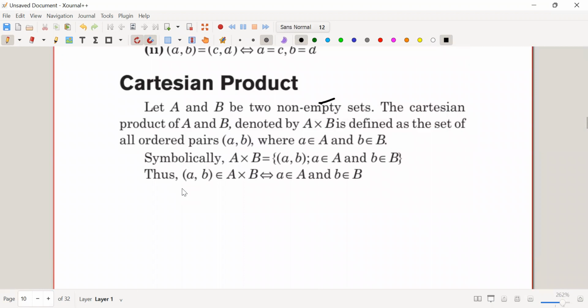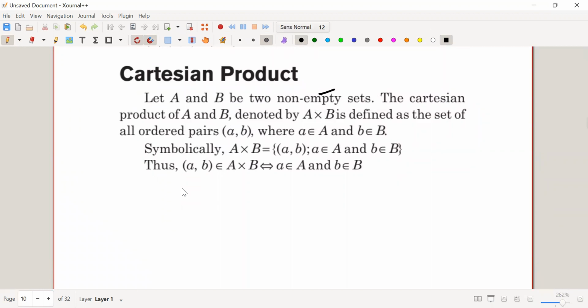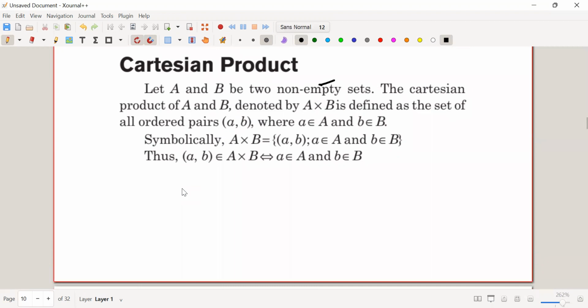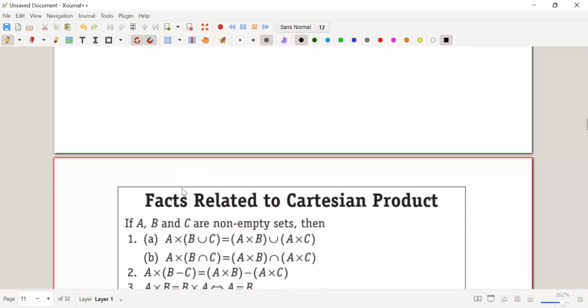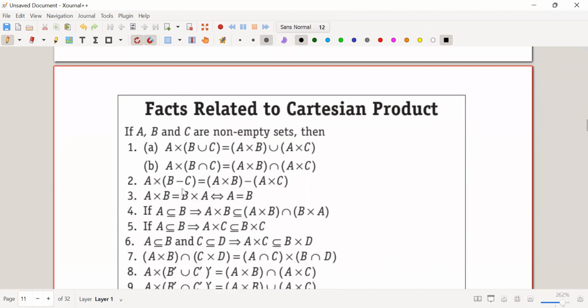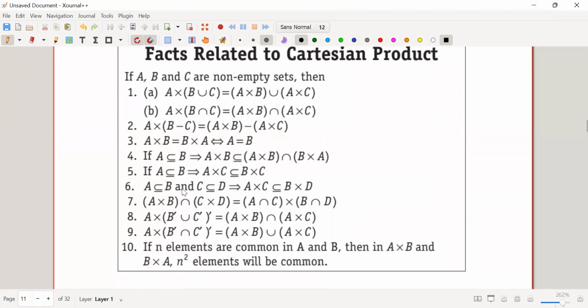What is Cartesian product? Cartesian product is just ordering of both the sets of elements together. All the possible ordered pairs of both sets give the Cartesian product. Okay, facts related to Cartesian products.